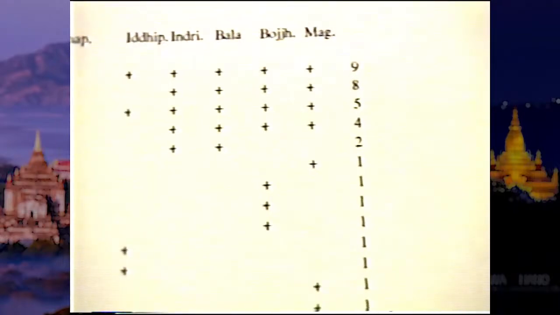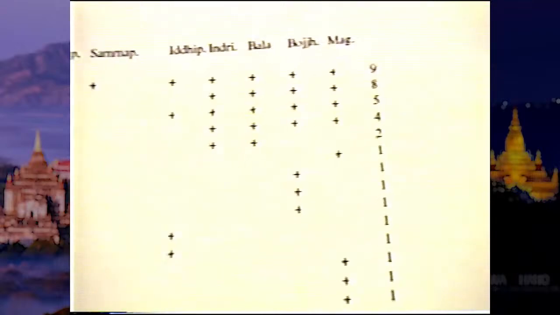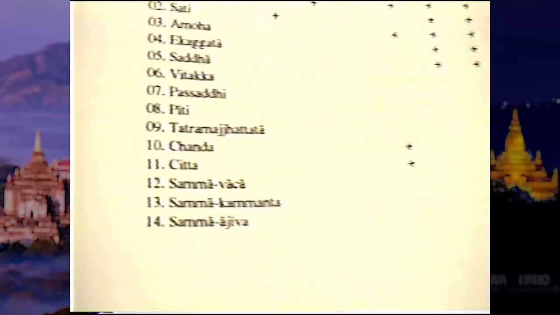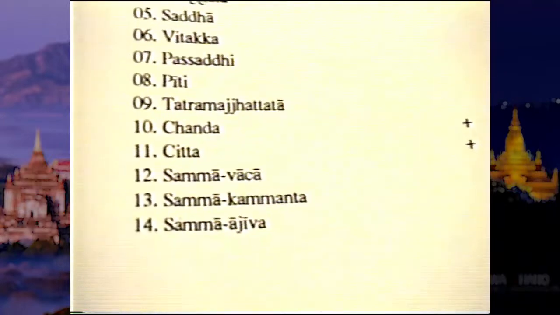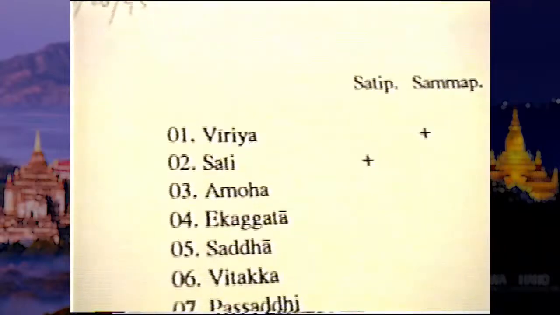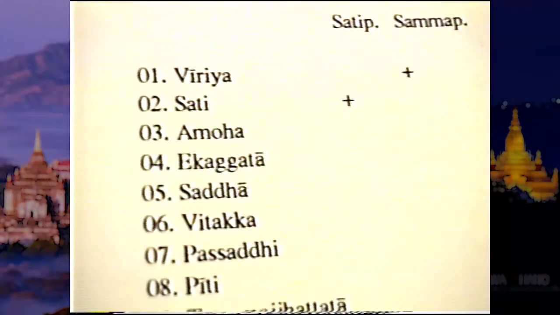So Vitakka, Magganga. What is Vitakka? Samma Sankappa. Passaddhi, Bojjhanga. Passaddhi Sambojjhanga. Piti, again, Piti Sambojjhanga. Tatramajjhattata, Upekkha Sambojjhanga. Chanda, Iddhipada. Citta, Iddhipada. Samma Vaca, Samma Kammanta, Samma Ajiva, 3 Maggangas. So the others have only 1 name each. And Viriya has the greatest number of names. Viriya has 9, Sati 8, Panna 5, Samadhi or Ekaggata 4, Saddha 2.